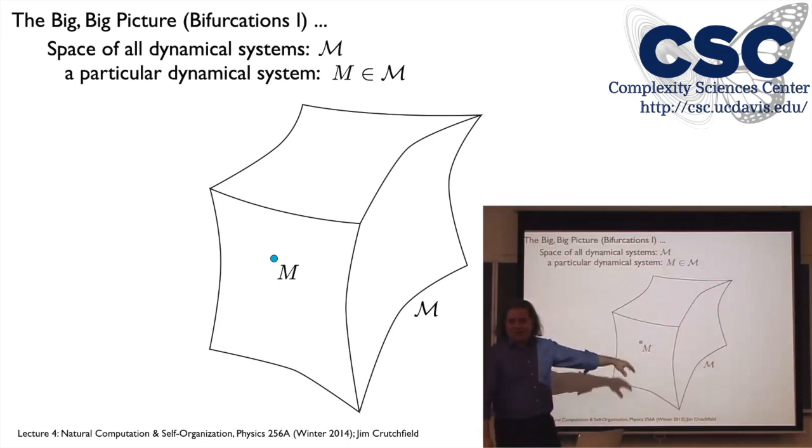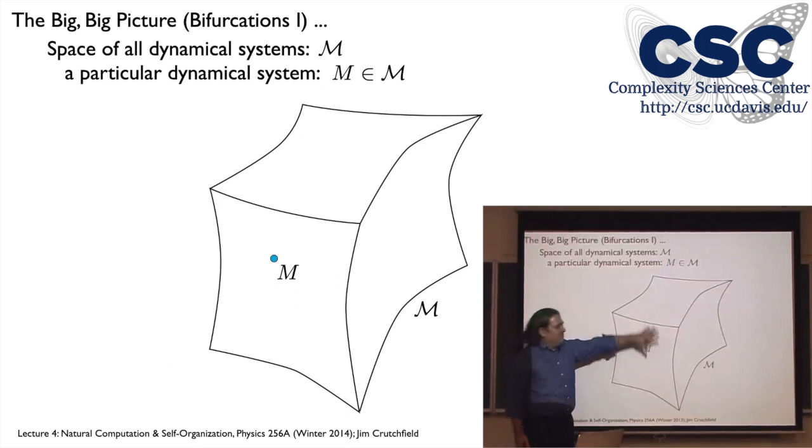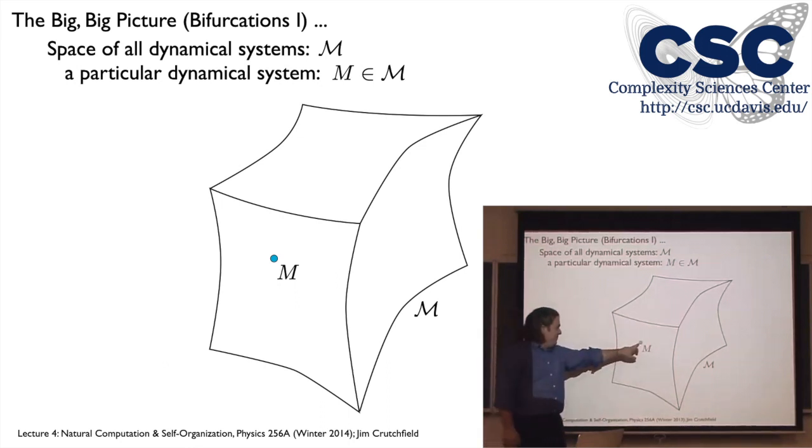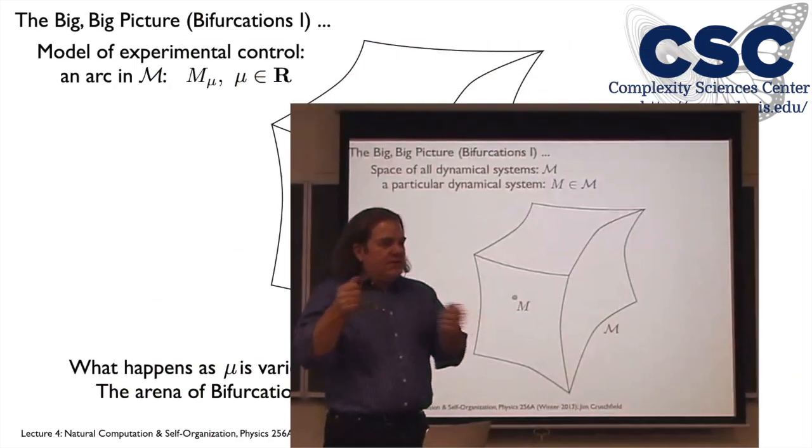Okay, so here's my artist conception, because that's not really something you can visualize, right? That would be an infinite dimensional space. I could put arrows in any possible way at every point in three-dimensional space. But just abstractly, this cube here is the space of all vector fields, and a point is going to be a particular vector field or a particular dynamical system. Okay?